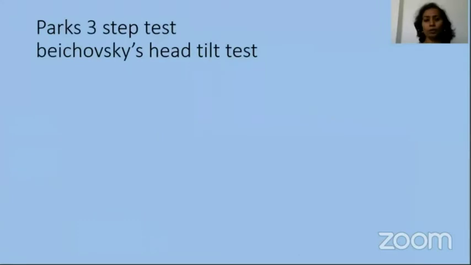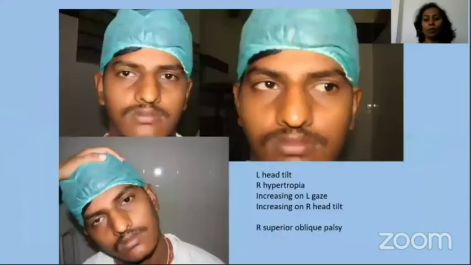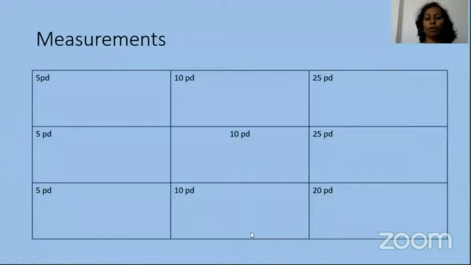Park's 3-step test and Bielschowsky's head tilt test are done mainly to rule out a superior oblique palsy. You have to note that this is only for an isolated single cyclovertical muscle. The Parks 3-step holds good only if a single muscle is involved. So right hypertropia increasing in left gaze, increasing in right head tilt will lead to a diagnosis of a right superior oblique palsy. Measurements of deviation have to be done in all the 9 gaze positions. Note that here the patient has 10 prism diopters in primary position, decreasing on the right side and increasing on the left levoversion.